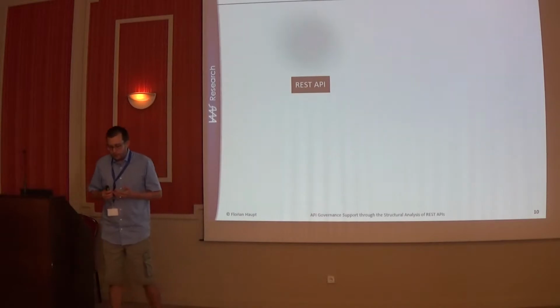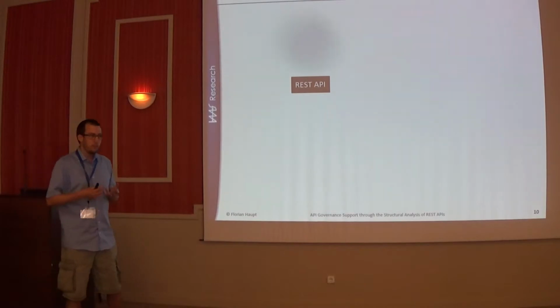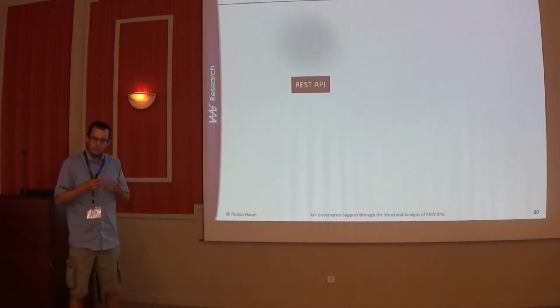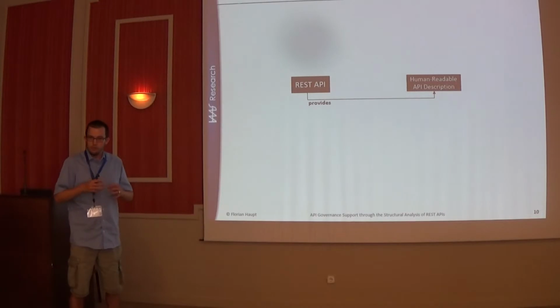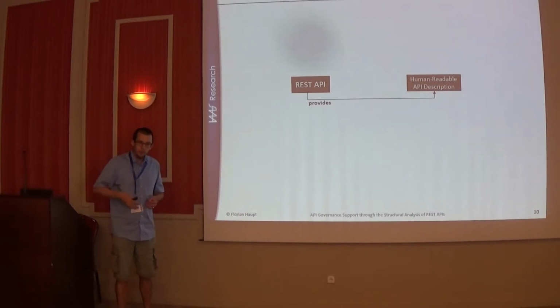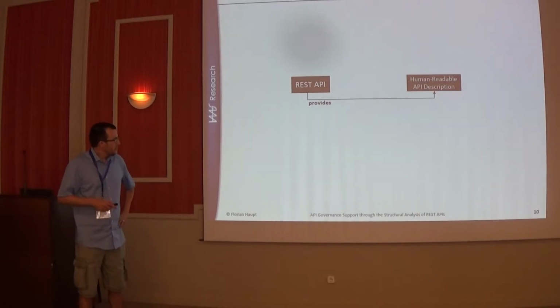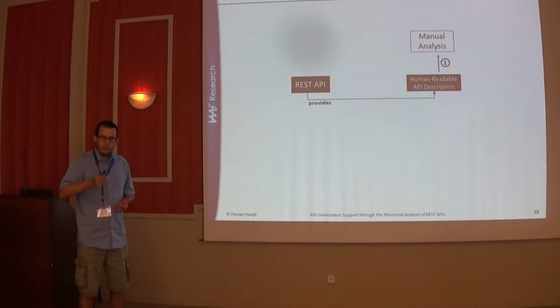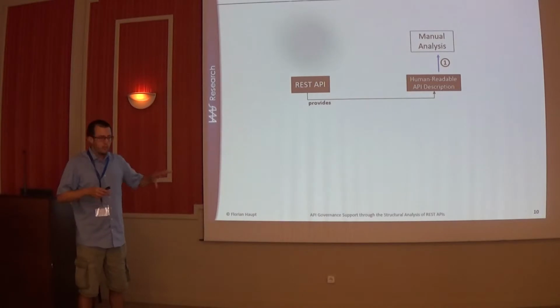Now the title said something about analysis of REST APIs. If you have a look at the related work, there has been some work done on the analysis of REST APIs. The first group of papers relies on human-readable API descriptions. Usually for REST APIs today, you have web pages that describe how to use the API, targeting developers. And there are some works which take this description and do a manual analysis, so people reading, analyzing, checking for certain attributes and so on.